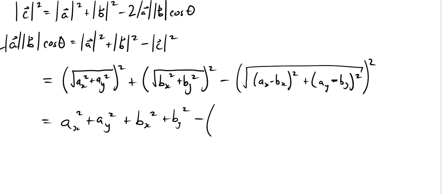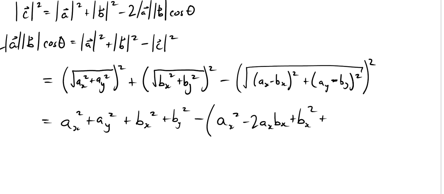Minus, I'm going to put a bracket around this. This is one of those silly mistakes that even at this level we still make sometimes. Forget the bracket and you end up getting the wrong signs in the wrong places. Ax minus bx all squared is ax squared minus 2ax bx plus bx squared.